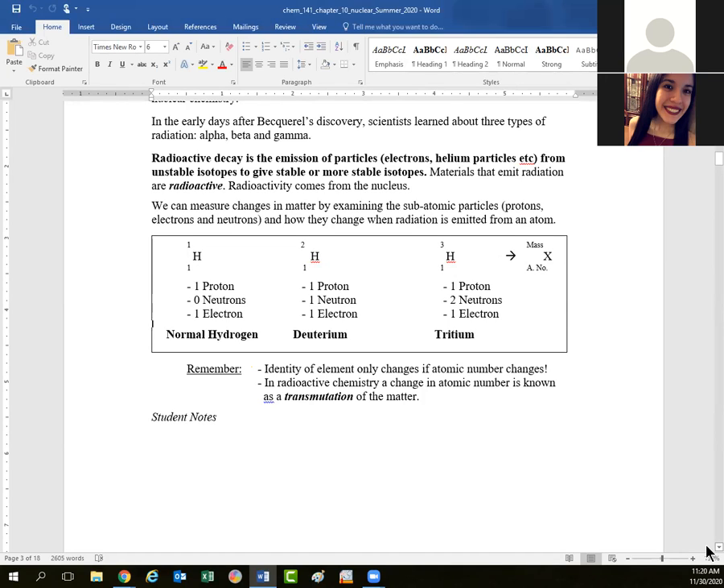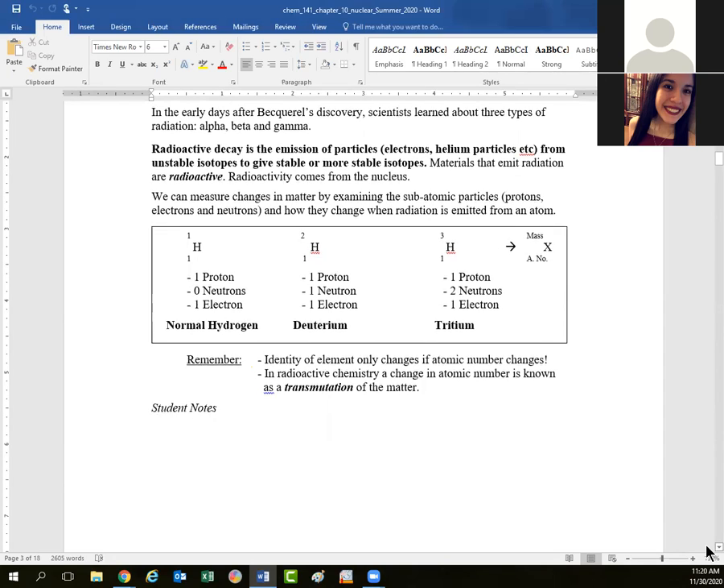So we get these different forms of hydrogen, different isotopes of hydrogen.